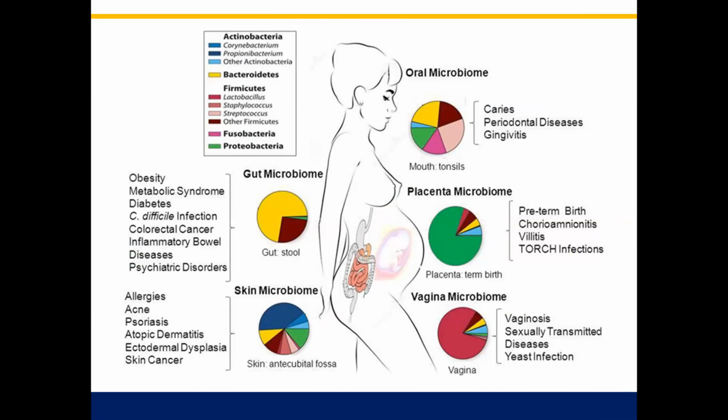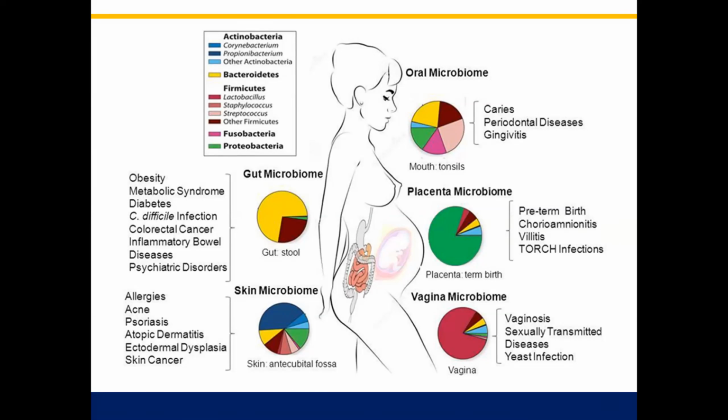For example, the oral microbiome helps us study periodontal diseases, gingivitis and caries. The placenta microbiome can be used for studying different kinds of diseases, and then there are the vaginal, skin and gut microbiomes, which are very important for each and every one. Maintaining the body, it helps us get rid of many diseases like metabolic syndromes, diabetes, colorectal cancers, IBD, psychiatric disorders, and so on.